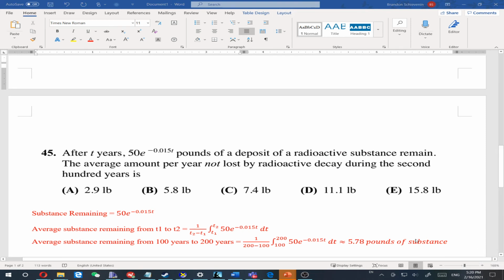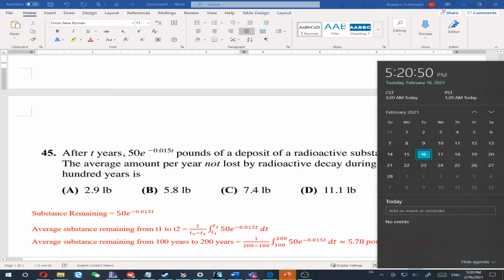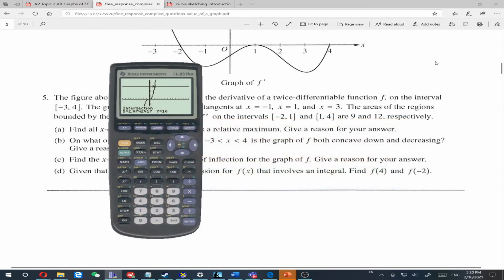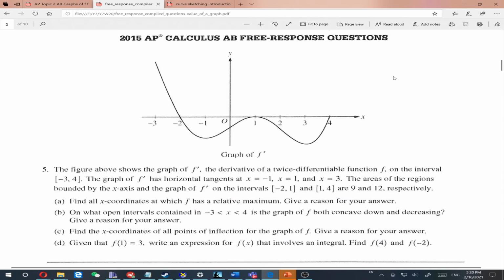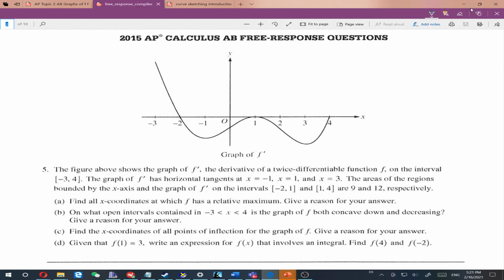So I've got about 40 minutes left. It should be enough to get through 1 or 2 FRQs, I think. So I've got this first one selected from 2015. I've got a figure, this is the graph of f prime that is showing, not the graph of f. The derivative of a twice differentiable function f on its interval from -3 to 4. The graph of f prime has horizontal tangents at -1, 1, and 3. The areas of the regions bounded by the x-axis and the graph of f prime are 9 and 12 respectively. So I'm going to draw that in really quick. This area from -2 to 1 is 9. And this area from 1 to 4 is 12 units.